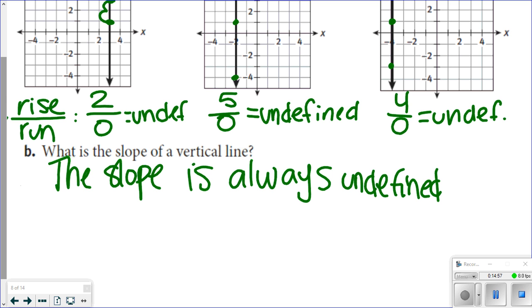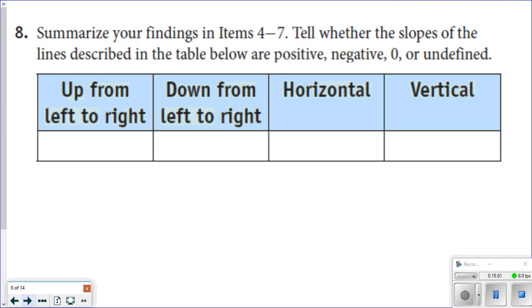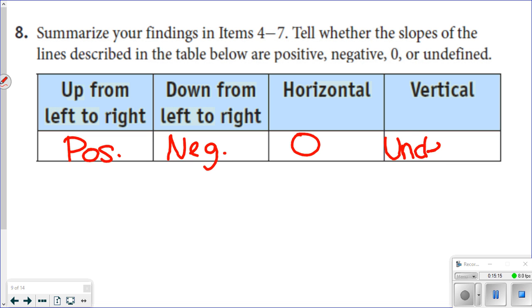All right, question 8. I would like you to fill it in by yourself. You can do it. If I'm going up, it's positive, down is negative, a horizontal line is 0, and a vertical line is undefined.